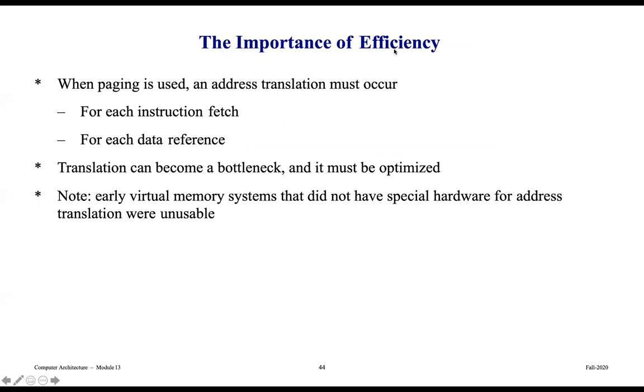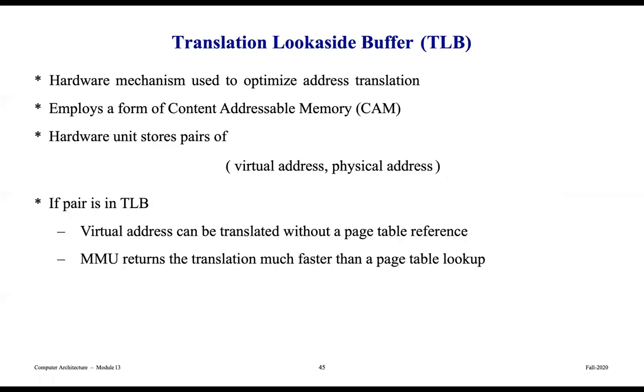So let's talk about the importance of efficiency. When paging is used, an address translation must occur for each instruction fetch and for each data reference. So the translation can become a bottleneck and it must be optimized. Note, early virtual memory systems did not have special hardware for address translations and were unusable.